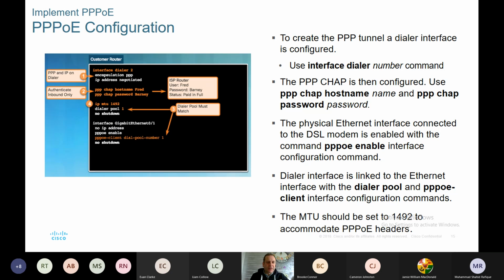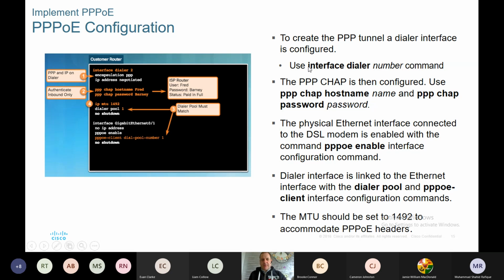Because remember, PPP is like a data link protocol. So that's why the IP address is all negotiated, because really PPP isn't concerned about Ethernet. It's the Ethernet side that needs to deal with all that.